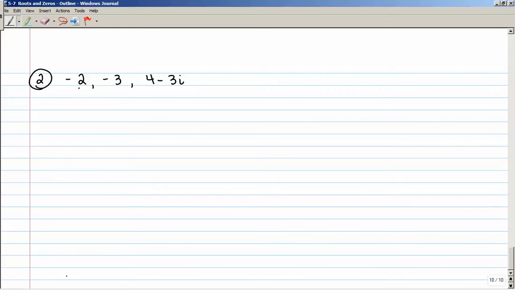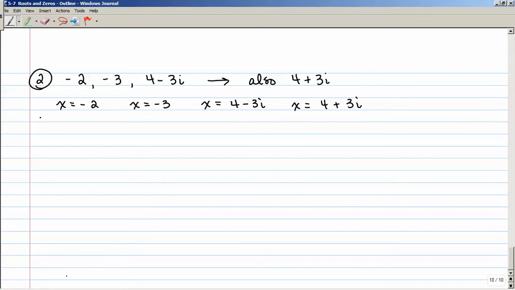So the zeros are negative 2, negative 3, and 4 minus 3i, but that means I can also add 4 plus 3i also as a zero. So if x equals negative 2, x equals negative 3, x equals 4 minus 3i, and x equals 4 plus 3i, let's set each one of those equal to 0 to come up with our factors.